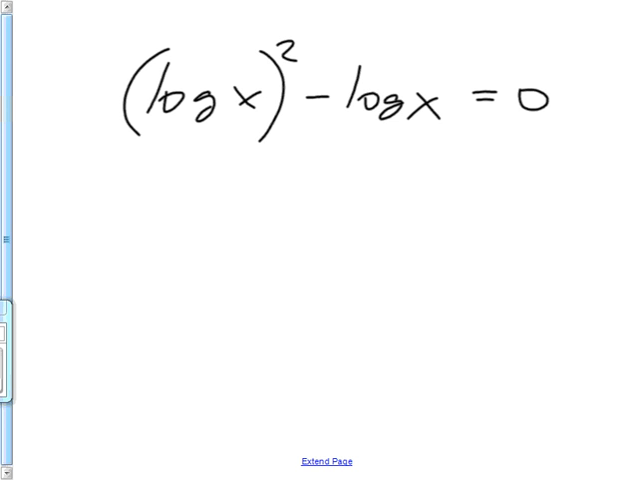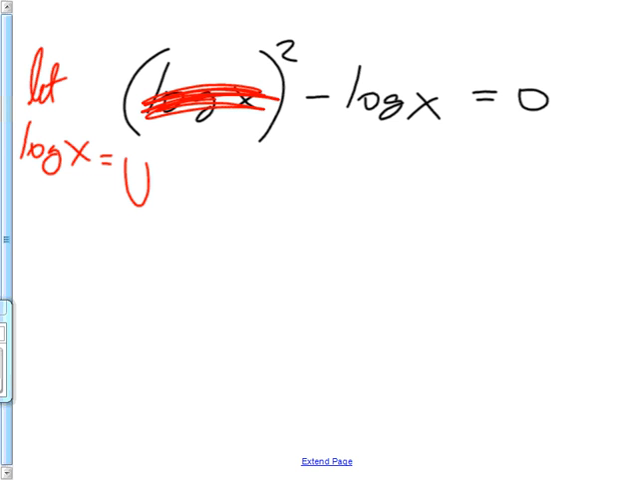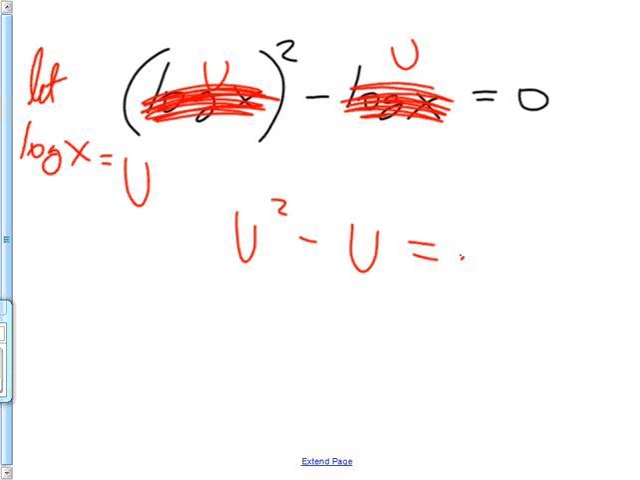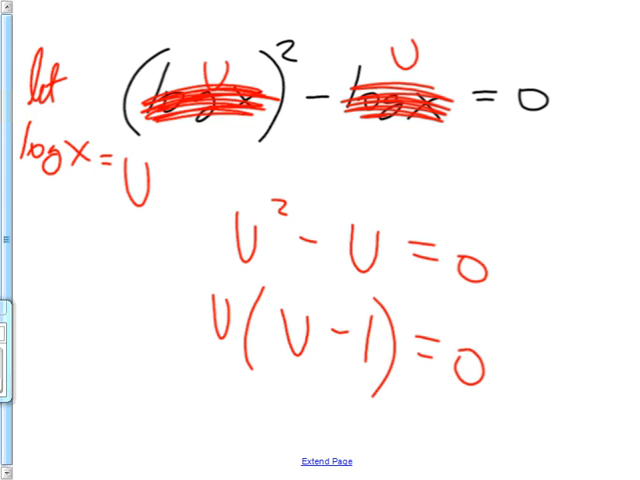You say, I'm going to let log x just be equal to u, or x, or whatever you want it to be equal to. So then this becomes a u, and this becomes a u, and then I have u squared minus u equals 0. Can I factor it? Yeah, and if you can't factor it, you should. So I can factor that. U comes out, and I'd have u minus 1 as the rest of it. Okay, then I'd have two answers, one for this, one for that.